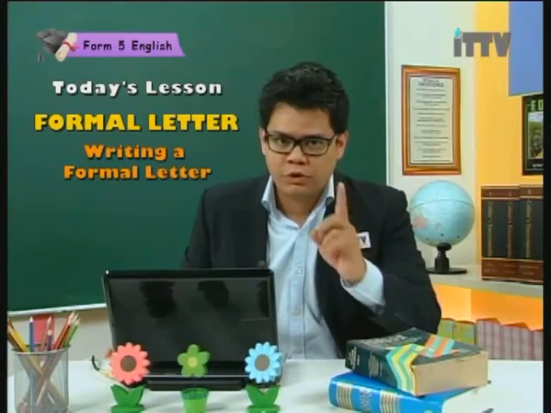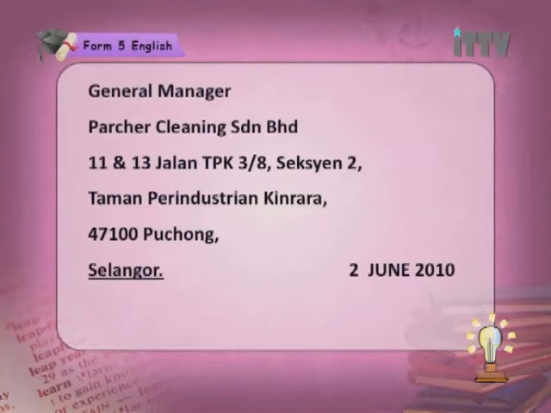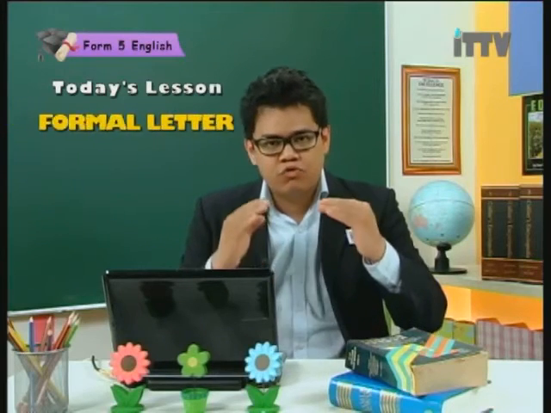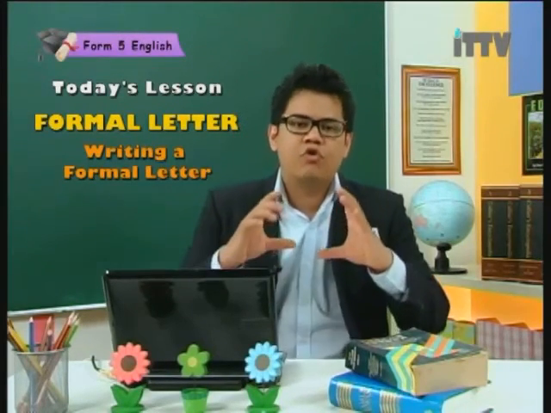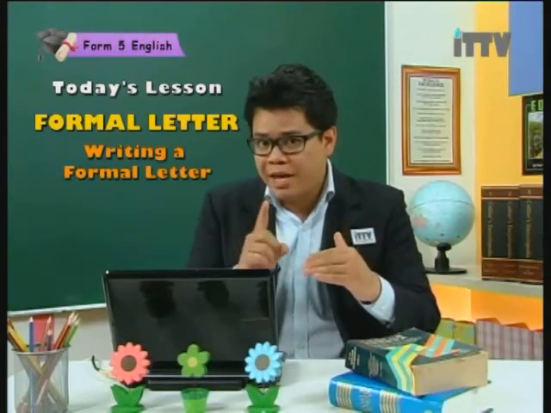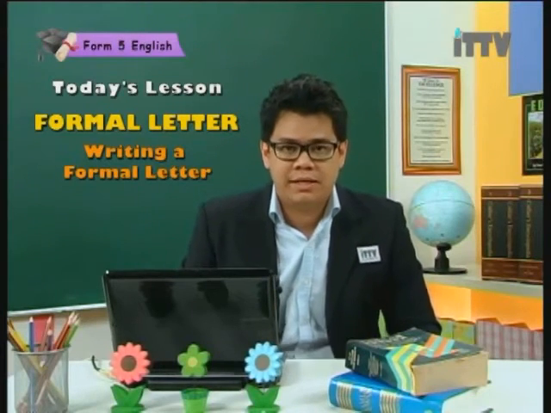Let's go back to the top so that we can recap all of this. 30, Jalan Batu Berendam, Taman Bunga Mawar, 35809, Kelana Jaya. Remember the line. And then we continue writing, General Manager, Pasha Cleaning Sdn Bhd, and then you have the address. Remember, you write the person this letter is addressed to, then the company, then the address. Right at the end, you underline and you make sure that your date is in line with the end of that address. So let's move on.